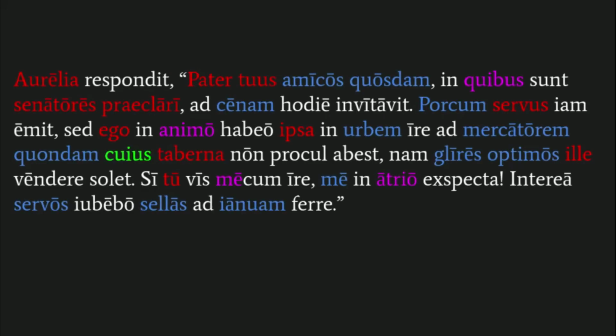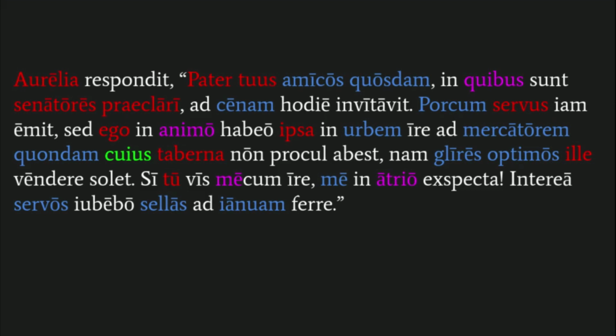And Aurelia responded. She says, "Pater tuus amicos quosdam, in quibus sunt senatores praeclari, ad cenam hodie invitavit." So your father, pater tuus, that's the subject. Again, tuus is that possessive adjective that we learned last chapter. The main verb is all the way at the end, invitavit. He invited, hodie, today, amicos quosdam. Quosdam is that indefinite adjective, meaning certain or some. Amicos is friends, our plural direct object. So your father invited today some friends.